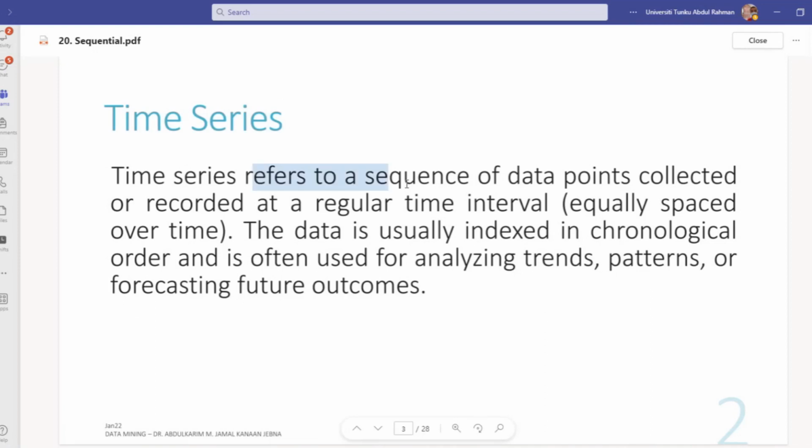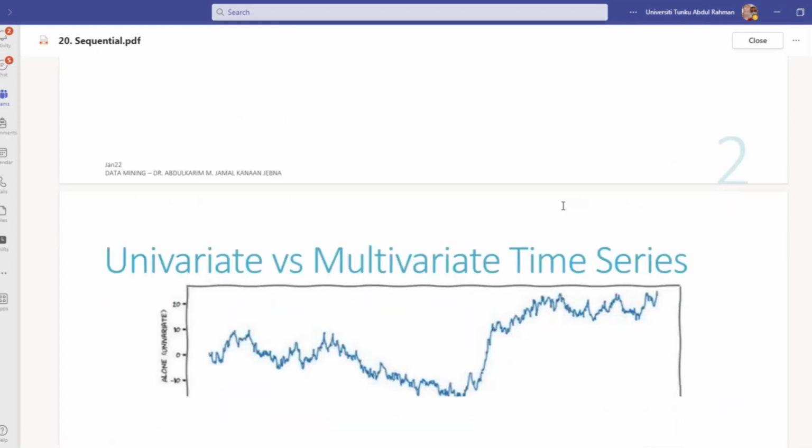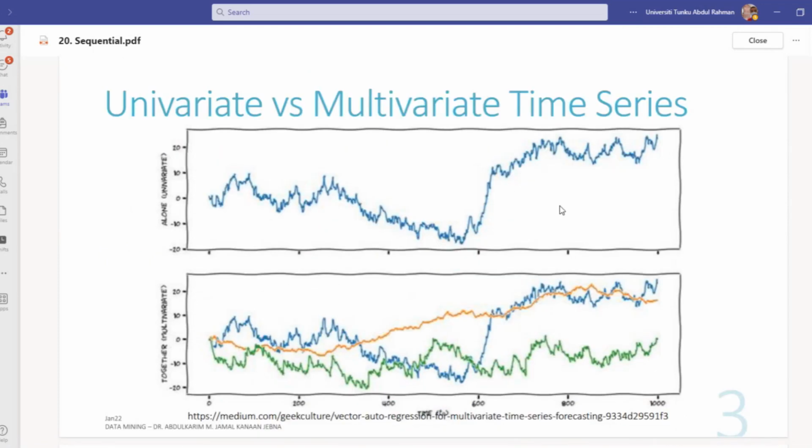Time series refers to a sequence of data points collected or recorded at regular time intervals. For example, you are recording the temperature every 1 day. So what does it mean? You have collected data points at regular time intervals. That means every day you are collecting one temperature value, equally spaced over time. If you look here, we have some figures.